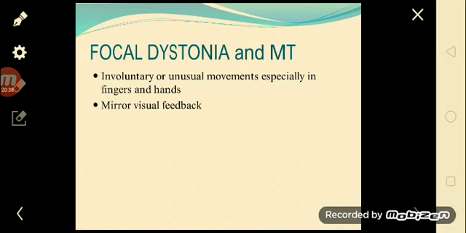Focal dystonia. Focal dystonia is nearly similar to alien hand syndrome, but here there are no purposeful movements. There are unnecessary movements and unusual movements are present. So after giving this mirror visual feedback, the patient can gain normal movements again, and he can avoid these involuntary movements.